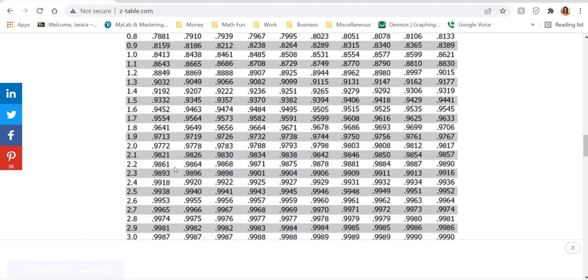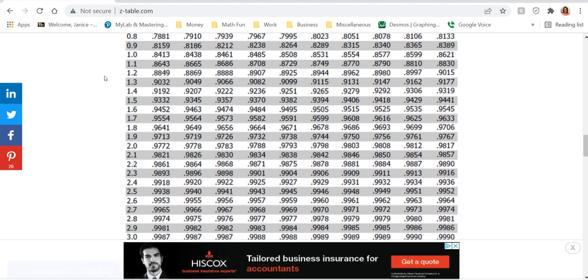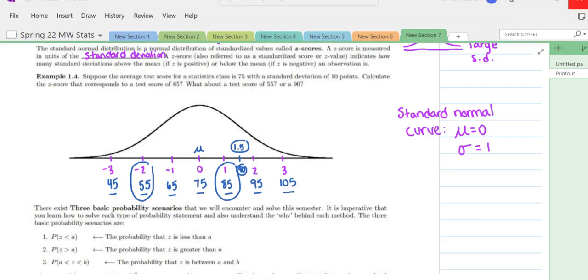Now, I didn't print these out for you guys. You are free to print them out and bring them to the test on your own, but your calculator also stores these values for you, so you can use your calculator to find them. I'm going to show you how to look them up on the table and how to use your calculator. So let's go.